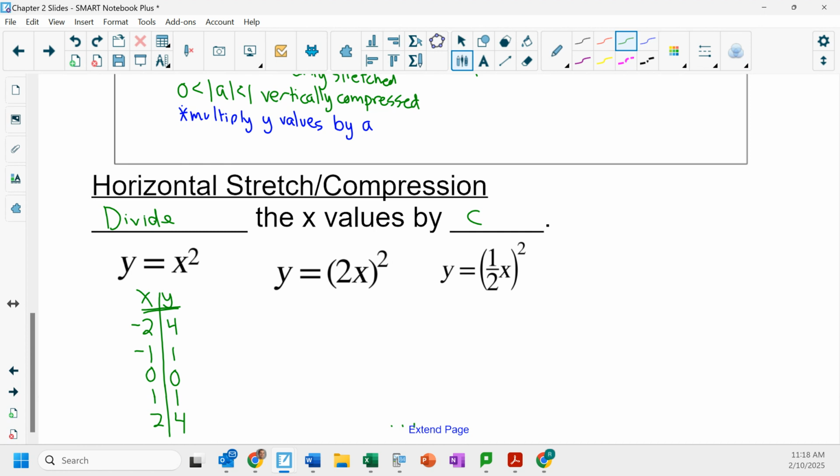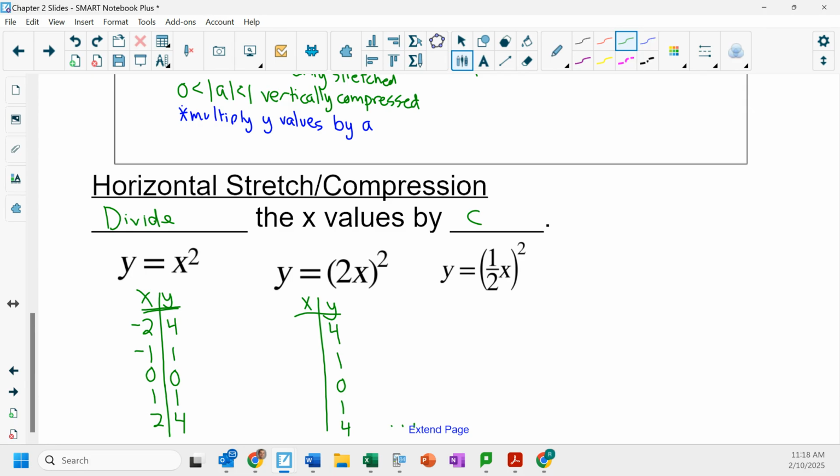Now notice this number is inside the parentheses, so that's a C value. If it was outside the parentheses, then it would be an A value, but since it's inside and being squared also, that's our C. So what we just said is we're not going to change our Y values at all. We said we're going to divide the X values by C. So the Y values don't change, they're going to stay at 4, 1, 0, 1, and 4. But now our X values are being divided by that C.